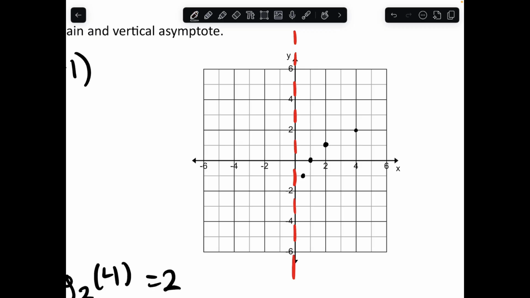And so now we just get to kind of connect the dots. So this kind of left tail is going to go down to negative infinity. And then this right tail is going to go to positive infinity, but very slowly. It's going to taper off quite a bit. And this is the graph of log base 2 of x. Let's go ahead and check out number 2.